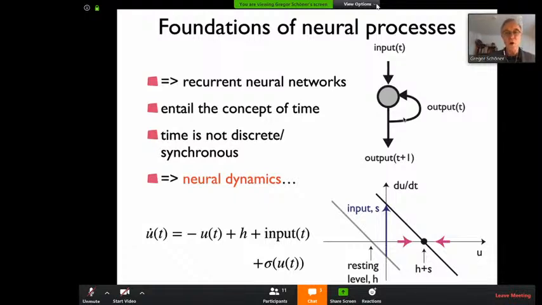Recurrent neural networks always entail time as a dimension. So you cannot talk about recurrent neural networks without time. I use this illustration to make that clear. So if you have, this is the simplest recurrent neural network, a single neuron that just feeds back on itself. That's the most radical simplification you could think of.